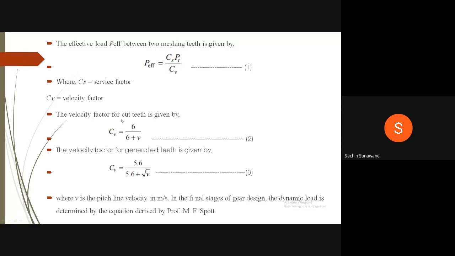The velocity factor for cut teeth is given by Cv = 6 / (6 + V), equation 2. The velocity factor for generated teeth is given by Cv = 5.6 / (5.6 + √V), equation 3, where V is the pitch line velocity in meters per second. In the final stages of gear design, the dynamic load is determined by the equation derived by Professor M.F. Spotts.